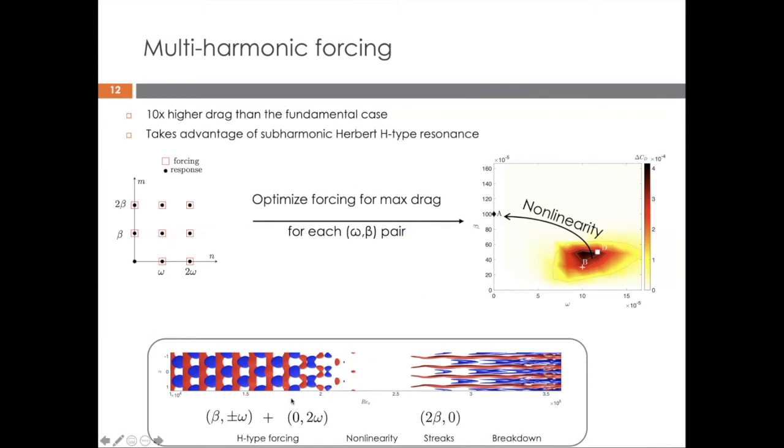and a TS wave at twice the frequency, which is actually the typical H-type transition mechanism shown by Herbert many years ago. A similar scenario follows afterwards. The oblique waves send energy to twice the spanwise component, promoting streaks. And if we increase the amplitude of the forcing, actually we can see the transition through the breakdown of the streaks.